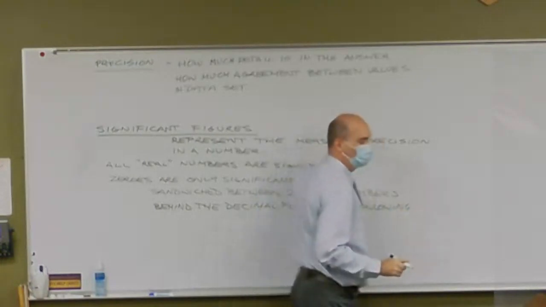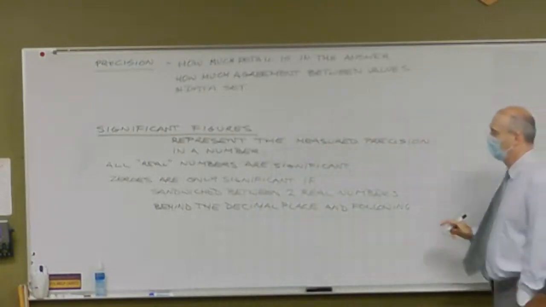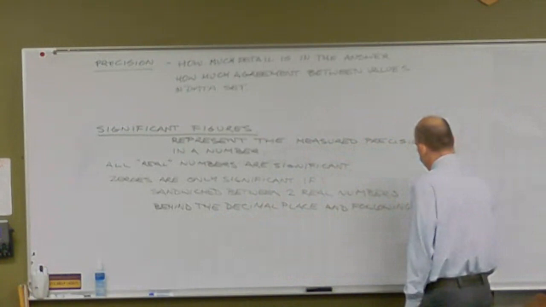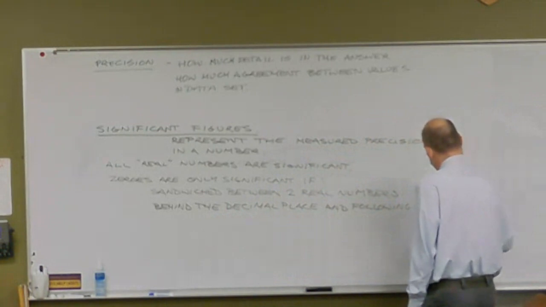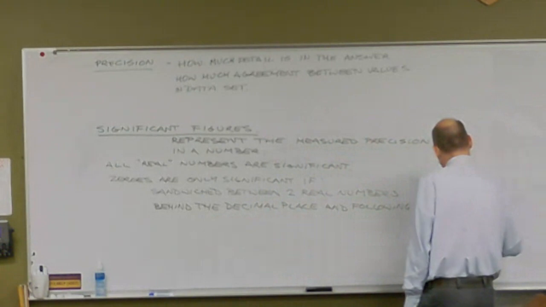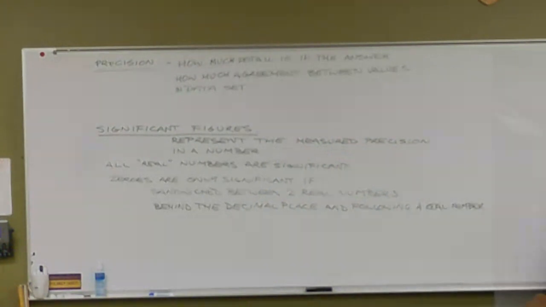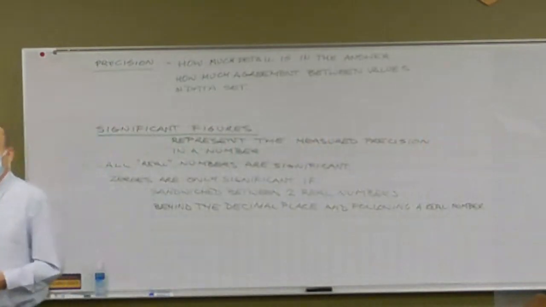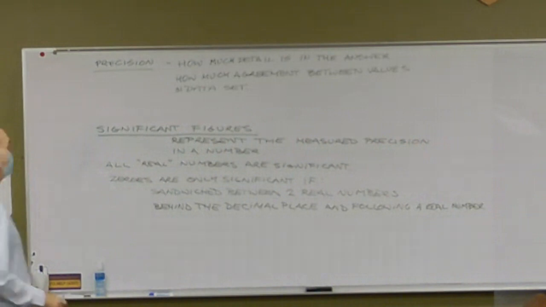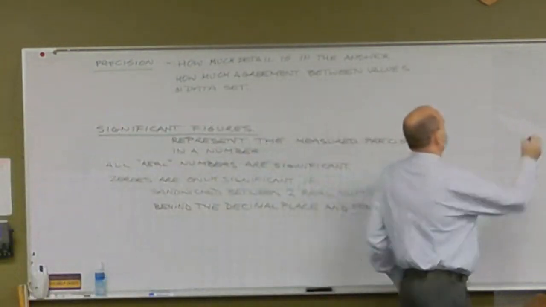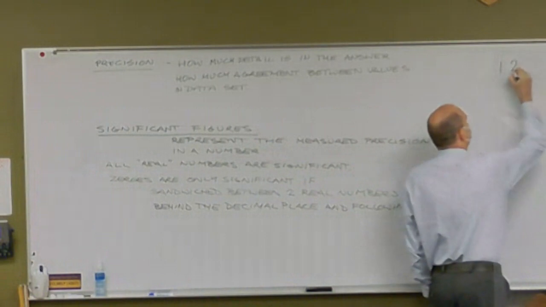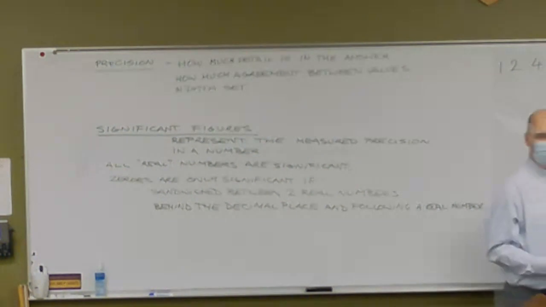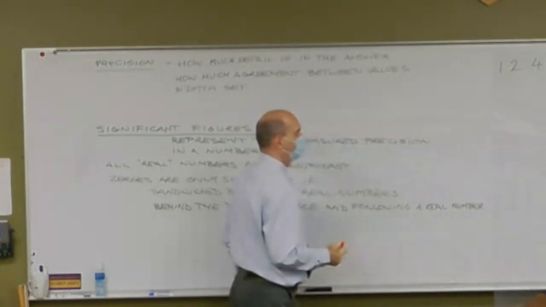So there's only two rules. One of them has two clauses in it. That the zero is behind the decimal place and following a real number. Okay? So I'm going to write some numbers on the board, and we're going to figure out how many significant figures we have in those numbers. 124. How many significant figures are in 124?